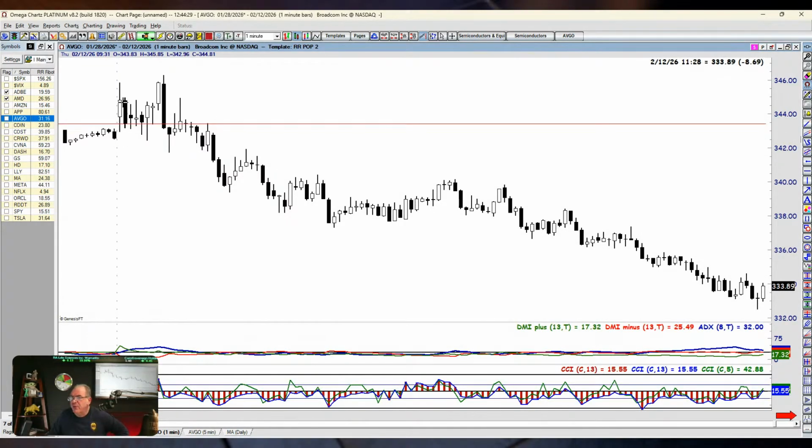So we got above, and we stayed above. We closed right at support. We bounced up. We closed at support. We bounced. We closed at support. We failed. We came back and closed at support, and we rolled over.